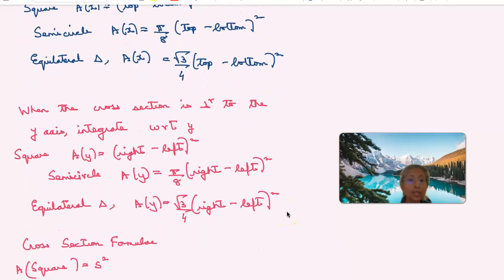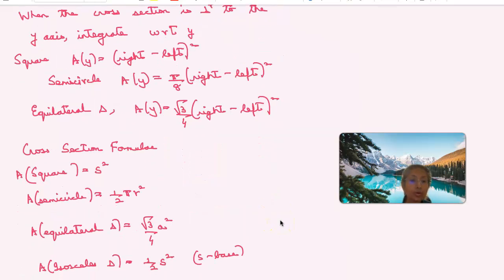And again, when it is perpendicular to the y-axis, the area will be (right curve minus left curve) the whole squared. For a semicircle, it will be pi by 8 times (right curve minus left curve) the whole squared. For an equilateral triangle, it will be root 3 by 4 times (right curve minus left curve) the whole squared.